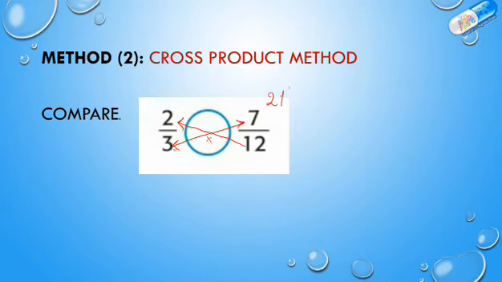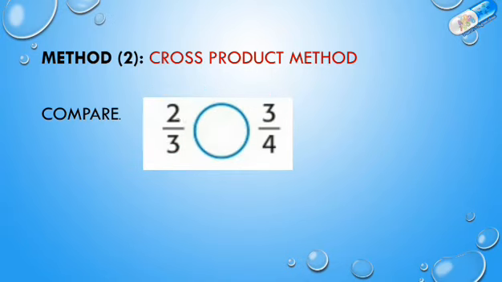So 3 times 7 is 21. I write it in a bubble. 12 times 2 is 24, and write it in a bubble. Now you compare the two bubbles. 24 and 21, of course 24 is greater. This means that the answer will look like this. So 2 over 3 is greater than 7 over 12. I think this is very easy.